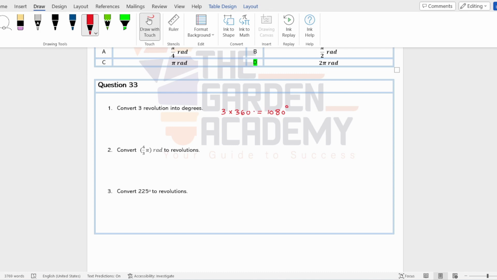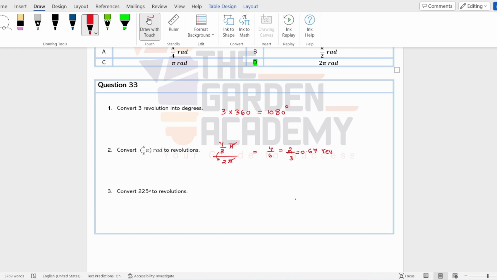Right. What about converting from radians to revolutions? Again, we divide by 2 pi. So we say 4/3 pi divided by 2 pi. And this will cancel this, and this will go down. So we get basically 4/6, which is equivalent to 2/3, or 0.67 revolutions. Both or all of them are the same.